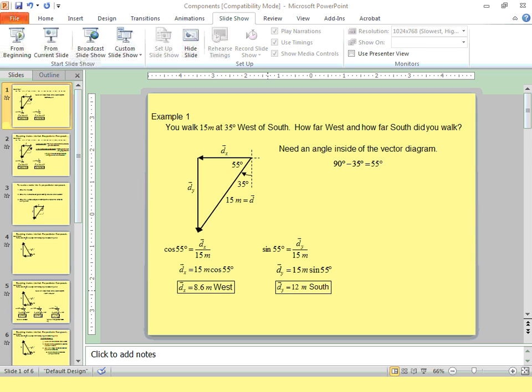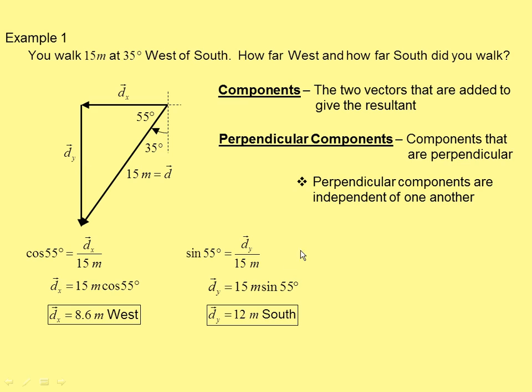Okay, there is an infinite set of components. Okay, I could draw one from here down to here and then back over to here. And that would be a set of components, but they wouldn't be perpendicular to one another.